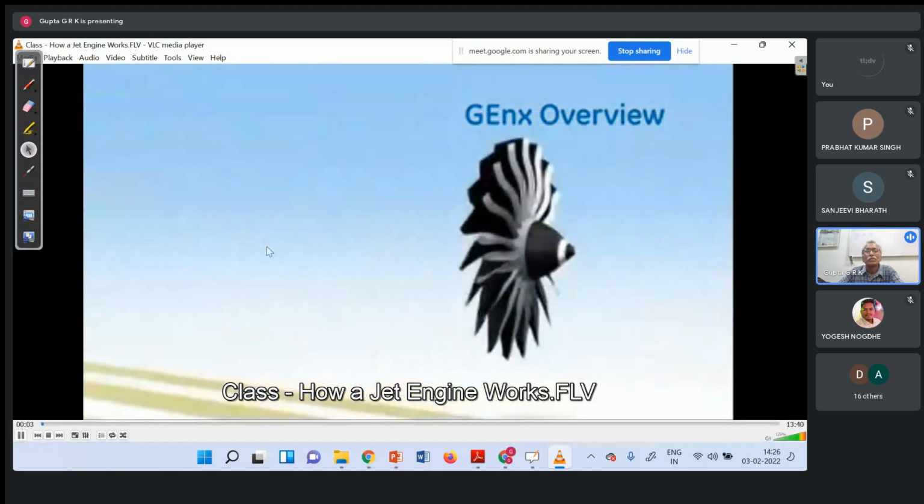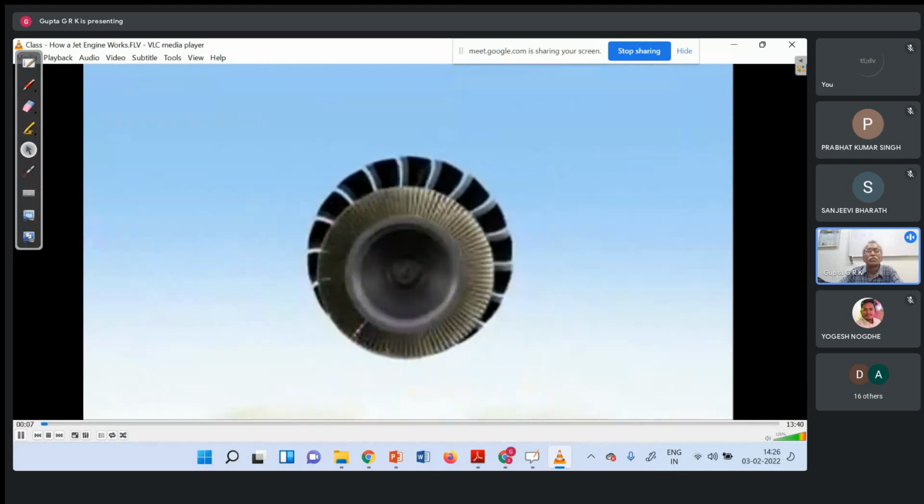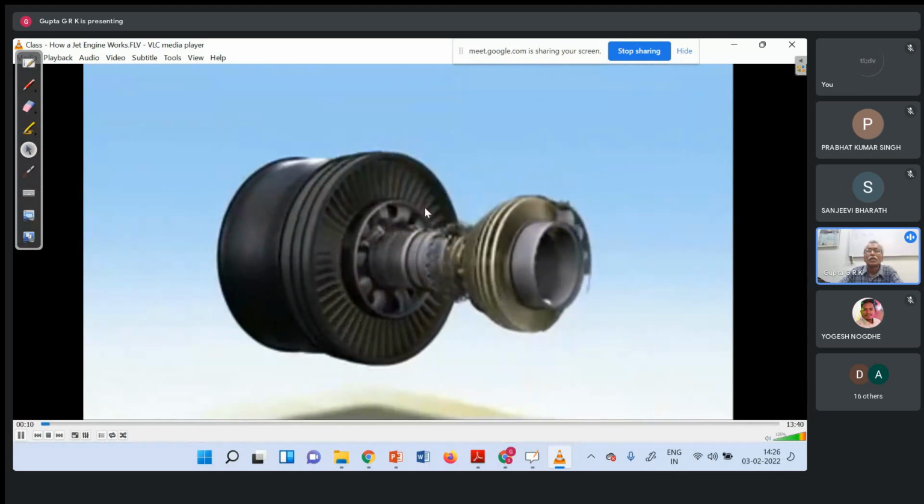The next generation of long-range aircraft are currently in development. To power them, GE is creating the most advanced commercial turbofan in our history.